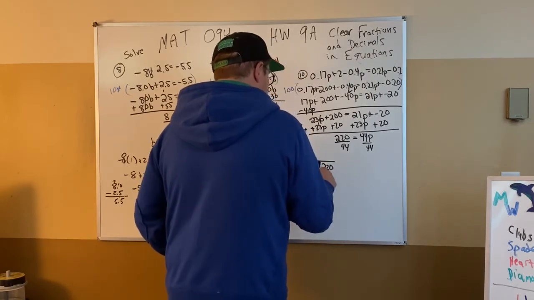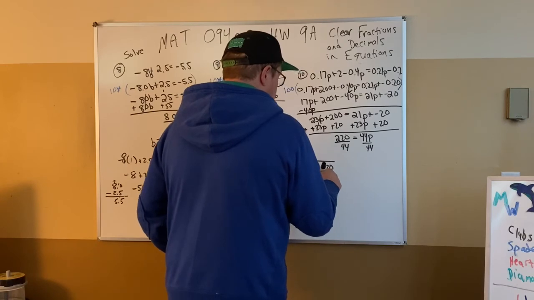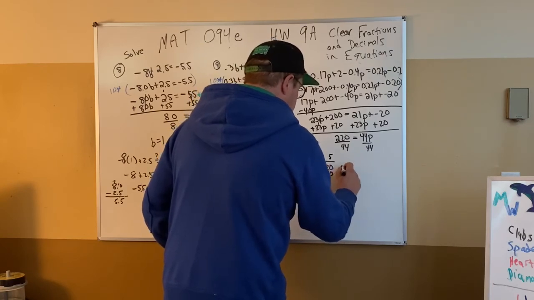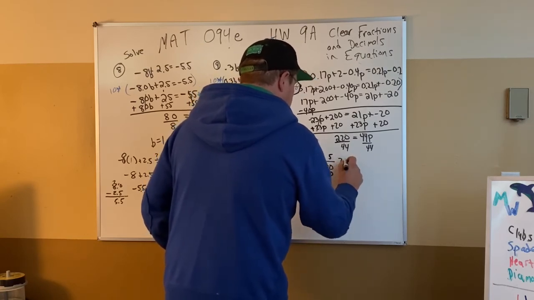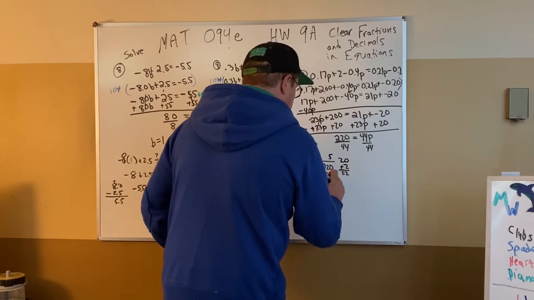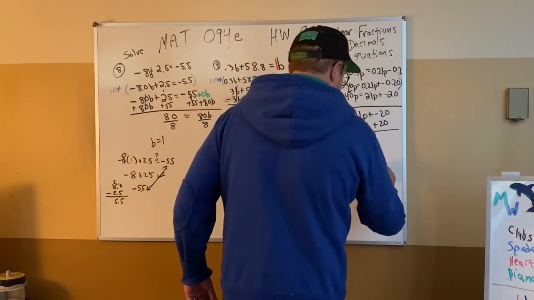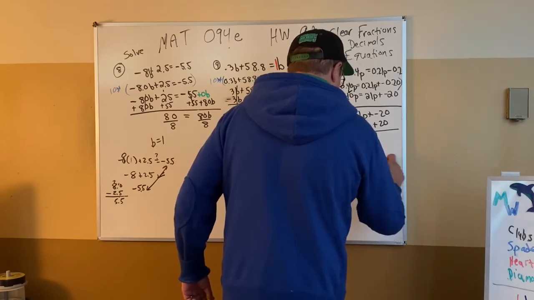I can't divide 2 by 44 nor 22 by 44, but maybe 220 by that works. So I'm looking at maybe 20 divided by 4. I'll try a 5. 5 times 4 is 20. Here's the 2. 5 times 4 is 20 again. 22. Perfect. 5. I think 5 is right.